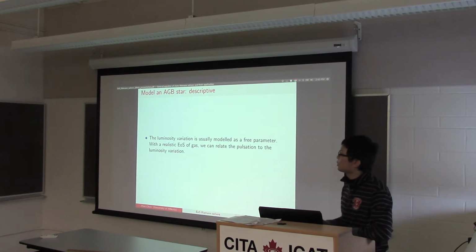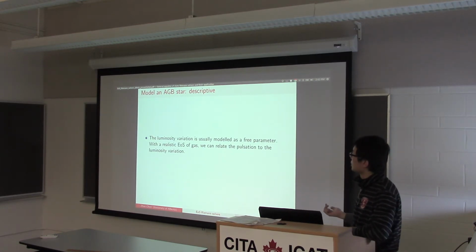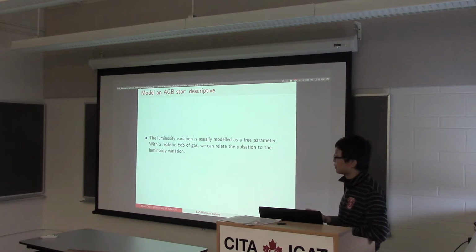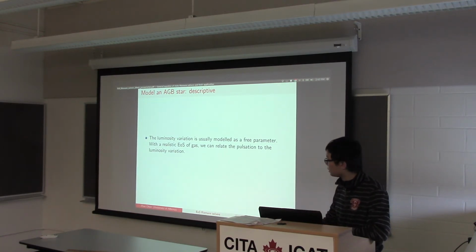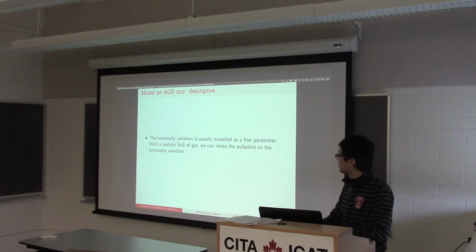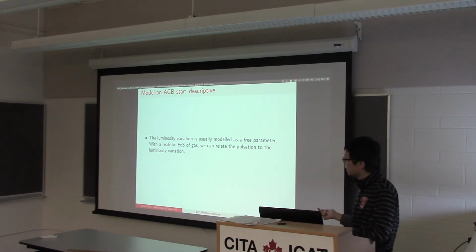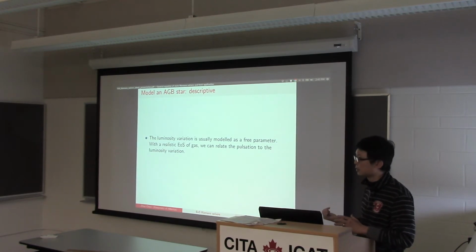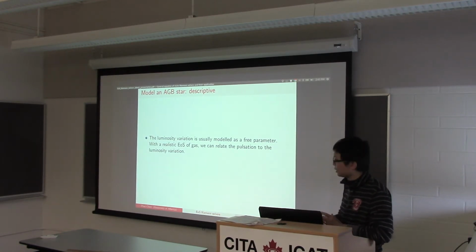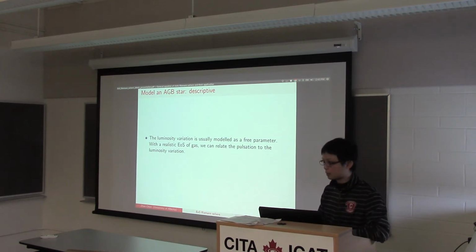Usually, the motivation of this research is that the luminosity variation is usually modeled as a free parameter in the stellar evolution code, the wind generation code. But with a realistic equation of state gas, we can relate from the core to the outside of the wind, and we can relate the pulsation to the luminosity variation.